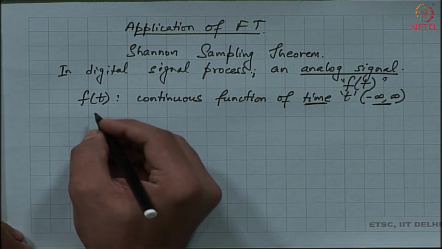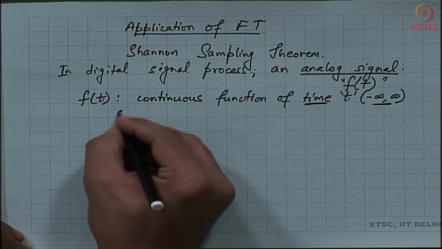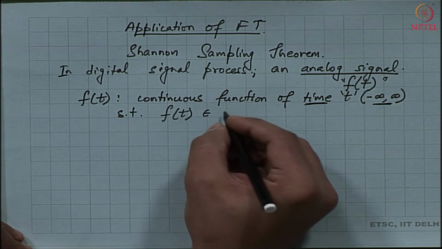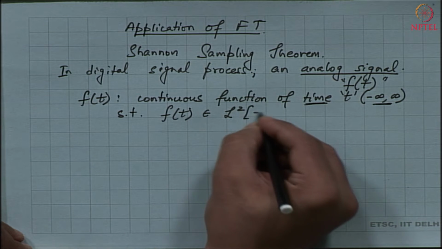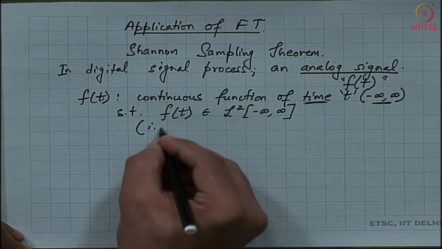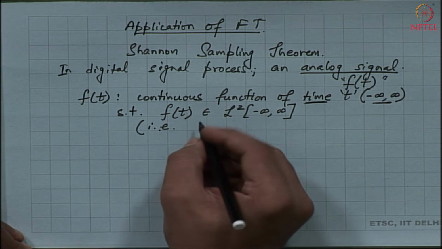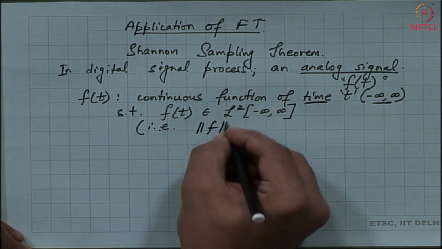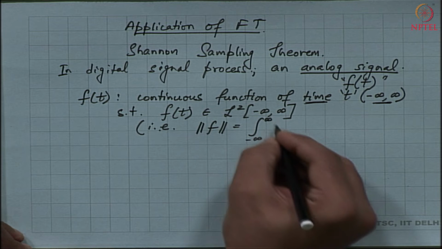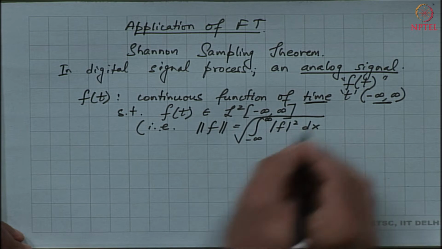Okay. So, f(t) is an analog function which is a continuous function, and I need this f(t) to be L2 integrable from minus infinity to infinity, right. When I say f(t) is L2 integrable, what I mean is that the norm of f is given by the following integration from negative infinity to infinity, and we take the square root. Okay.